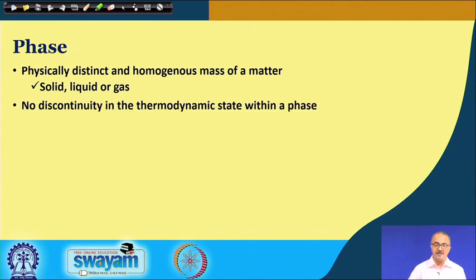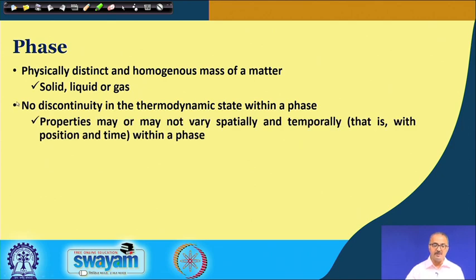And also in a phase, there is no discontinuity in the thermodynamic state. So, what it means is that if you see some property like density, you will find it will have some consistent value, it will not show any abrupt change. Okay. So, property may or may not vary spatially or temporally. That means, these properties within a phase may vary from point to point or may not vary. Similarly, these properties may vary with time or may not vary with time, but whatever it is, they have to vary in a continuous fashion, not in an abrupt manner.